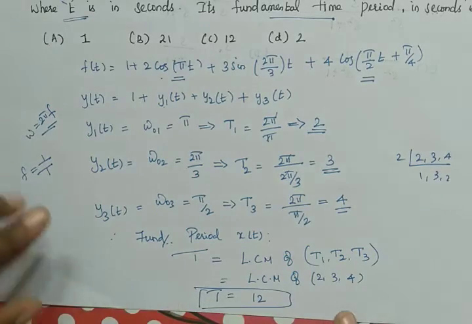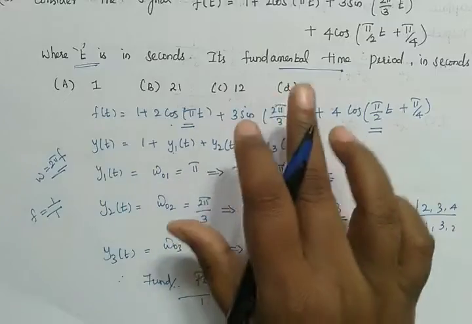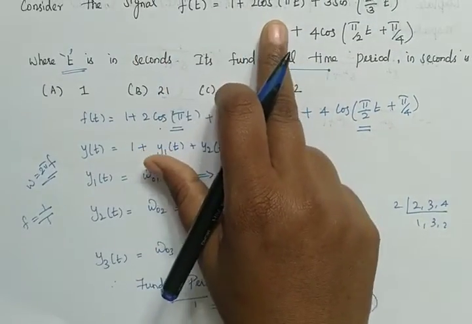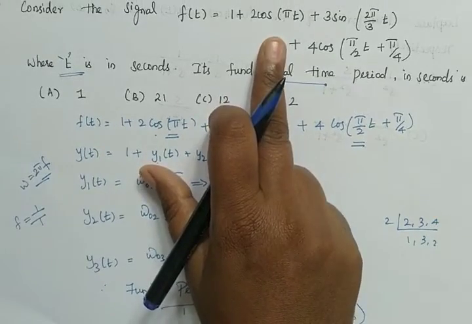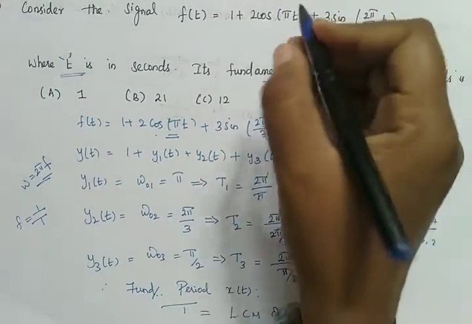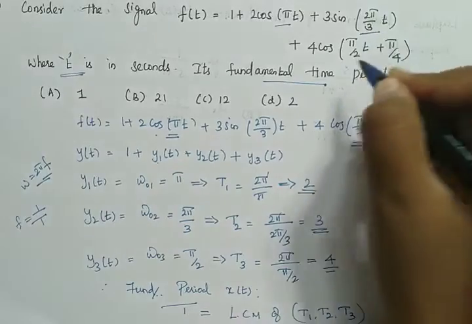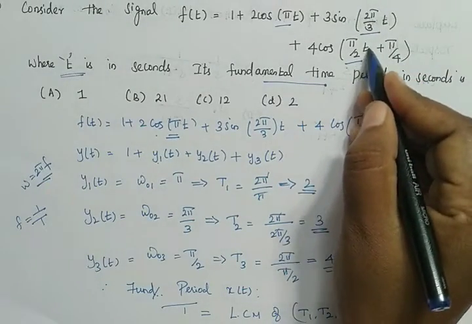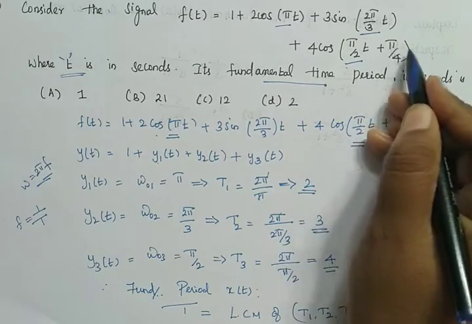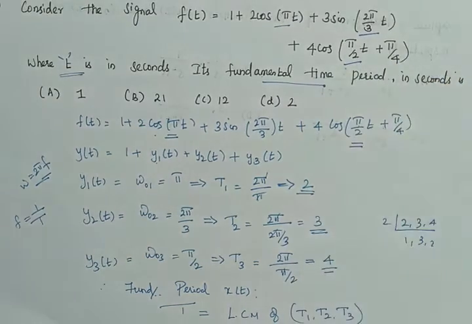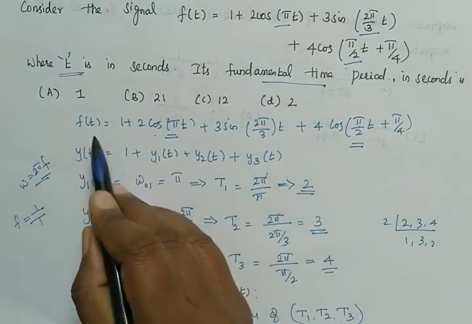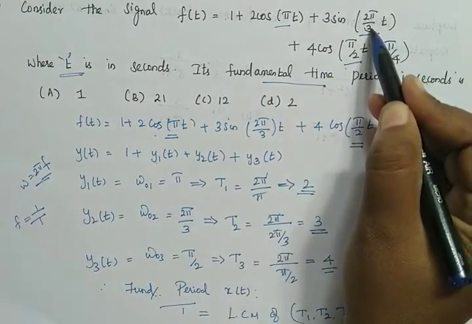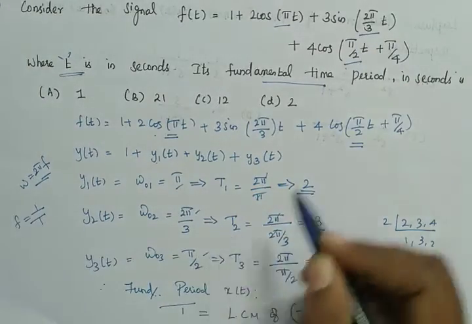This is the answer. Now whenever you get a question like this, you should not get confused with it. Here we have 1 plus f of t is equal to 1 plus 2 cos pi t plus 3 sine 2 pi by 3. Here we have pi, here we have 2 pi by 3, and here we have pi by 2. Here we only have t, so you should not confuse it with the plus value. The time value is given only as pi by 2, and here we have f of t is equal to, so you are taking pi here, and here we are taking 2 pi by 3, so pi, 2 pi by 3, pi by 2.